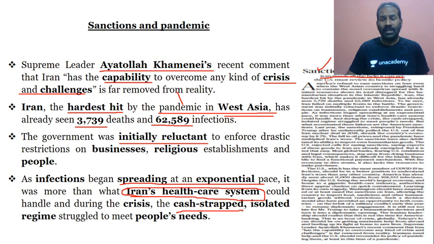That means they do not have liquidity, and then there is the health crisis, the economic crisis, and also an isolated regime struggling to meet people's needs. That means the supreme leaders, which is orthodox, and a government which is not actually addressing the unemployment of the youth, and also the inflation rate that Iran is facing because of the economic crisis, and now the health crisis. That is the major impact going on in Iran.